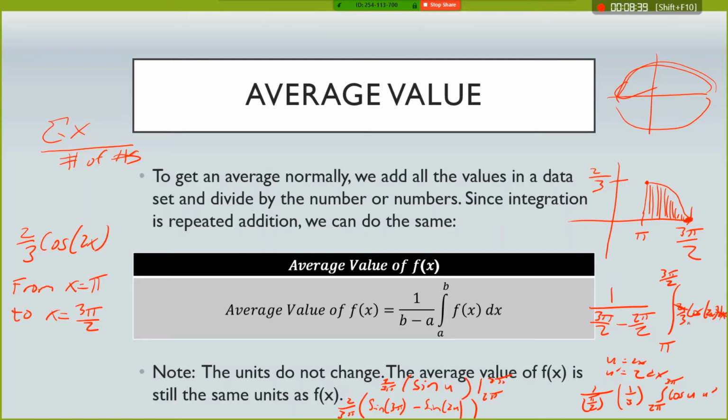I've got u is 2x, that's fine. U prime is 2 dx, that's fine too. Just doing 2/3 of cosine 2x from pi to 3 pi halves. Maybe my picture's wrong. I had the cosine of 2 pi. Cosine at 2 pi should be 1, so that should give me 2/3 is here. The cosine at 3 pi over 2 times 2 is the cosine at 3 pi. Cosine at 3 pi should be -1. That's where I went wrong.